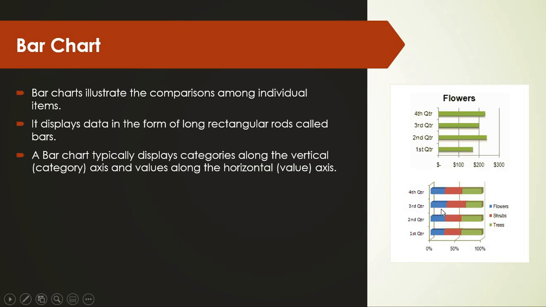It displays the data in the form of long rectangular rows. This long horizontal row is called the bar. In the bar chart, it displays the category on the y-axis and the value along the horizontal x-axis. Okay, so this is the bar chart.